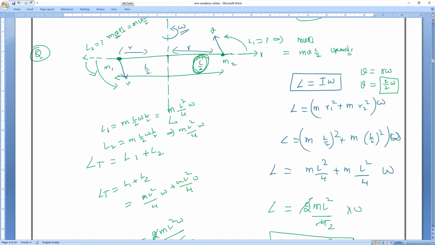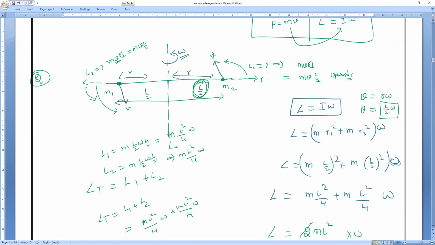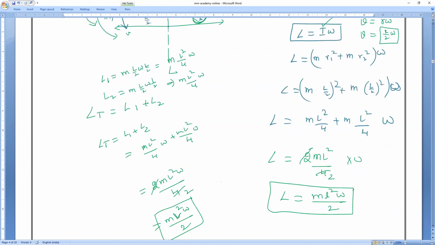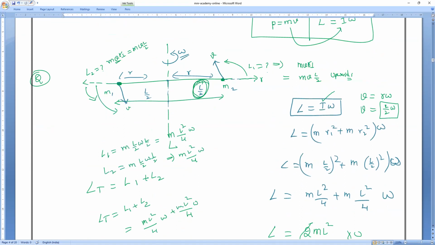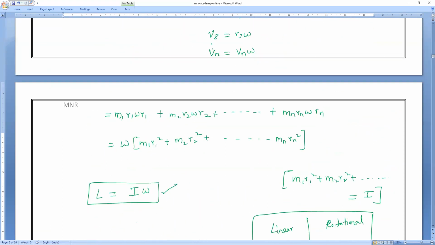So that is what you have to remember. By the direct method you can solve, by directly finding the inertia of the system, and you will get the same answer. Or you can solve individually this body and this body. Find L1 and L2 both, and you'll get the same thing. So that's what you have to remember. So this is the formula for calculating the angular momentum of a purely rotating body.